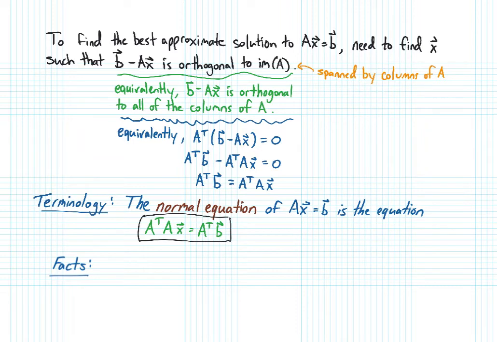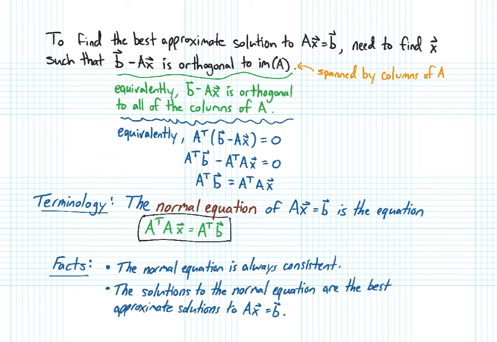It's really amazing. Just by the way that we arrived at this equation, we can deduce the following facts. First of all, the normal equation is always consistent. There always exist solutions. And second, the solutions to the normal equation are the best approximate solutions to the original equation, AX equals B.